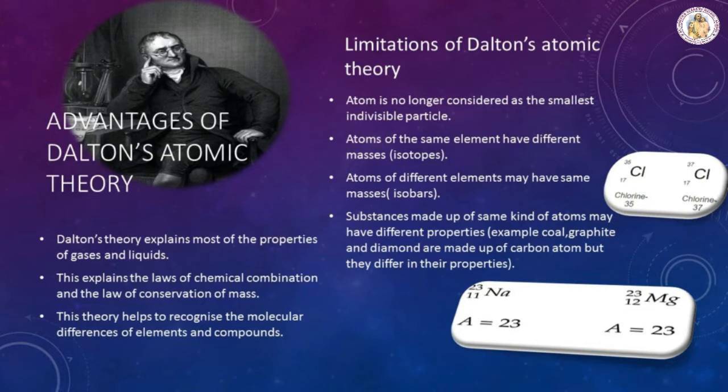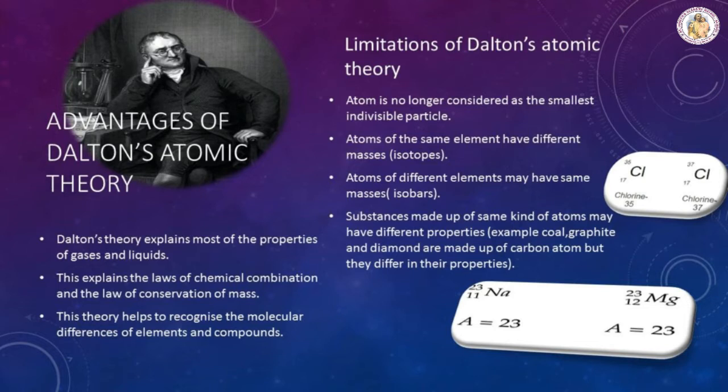Then, the limitations of Dalton's atomic theory. The atom is no longer considered the smallest indivisible particle. Atoms of the same element may have different masses, and these are called isotopes. For example, in the element chlorine there are two different atoms, chlorine-35 and chlorine-37. These are atoms of the same element but have different masses, 35 and 37.